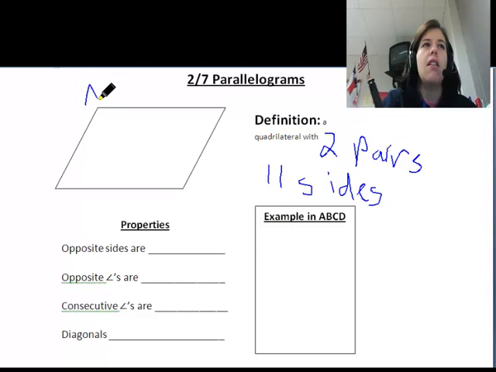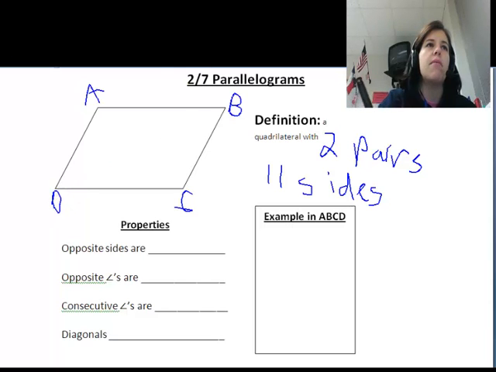This would be A and B, C, and D. Now, when you name a parallelogram, when you name any quadrilateral, you always have to go in order. So if I'm starting here, I'm going clockwise. You could have gone counterclockwise, it doesn't really matter.